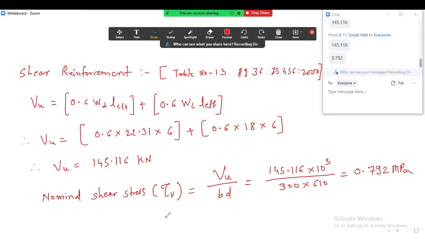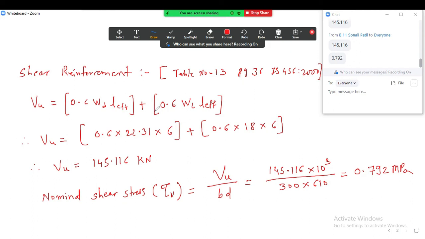सो परमिसिबल शियर स्ट्रेस आपण कॅल्क्युलेट करून घेणार आयएस कोड मधून. नाउ वी विल गो टू टेबल नंबर 23 आणि टेबल नंबर 23 मधून आपण परमिसिबल शियर स्ट्रेस काढणार टाउ सी. आणि मग तुमचा डेव्हलप झालेला शियर स्ट्रेस हा परमिसिबल शियर स्ट्रेस पेक्षा कमी असला तर शियर रिइन्फोर्समेंटची गरज नाही. पण जर परमिसिबल शियर स्ट्रेस पेक्षा तुमचा डेव्हलप झालेला हा जो टाउ व्ही आहे, नॉमिनल शियर स्ट्रेस, हा जर जास्त असेल तर जेवढा जास्त असेल तेवढ्या जास्त ह्याला आपल्याला स्टिरअप्स प्रोव्हाइड कराव्या लागणार आहेत.